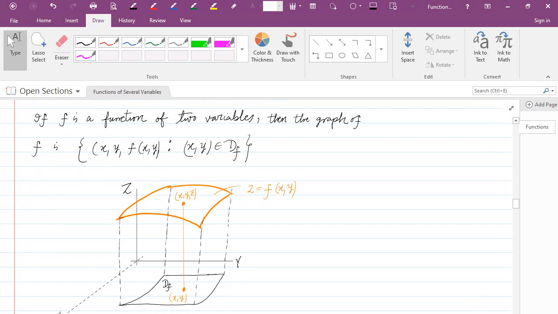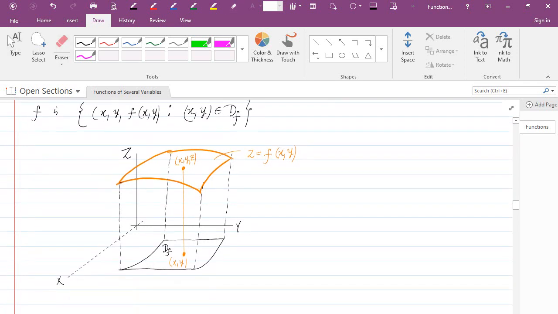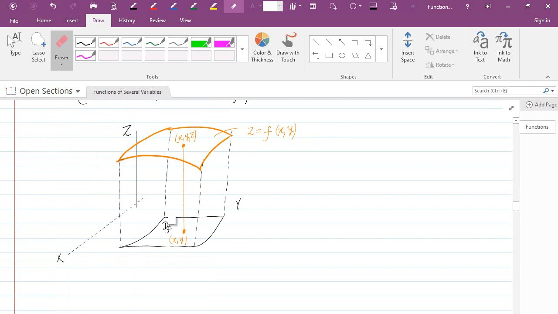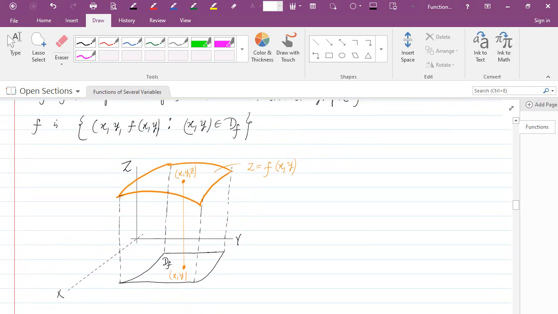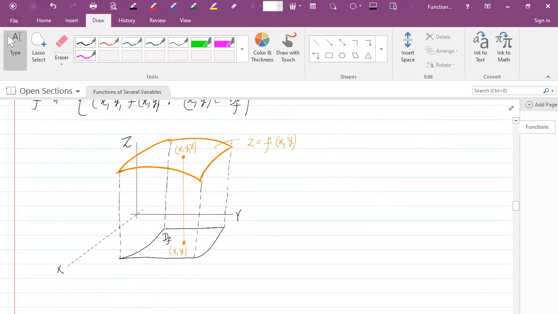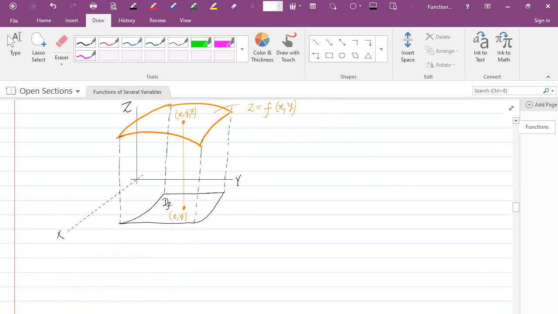So typically, imagine that you have the domain of a function of two variables, and then for each (x,y) in the domain, you calculate z equal to f(x,y), and then you plot the point (x,y,z) in 3-space, and that would be a point on the graph of the function. So typically the graph of a function of two variables is a surface in 3-space.